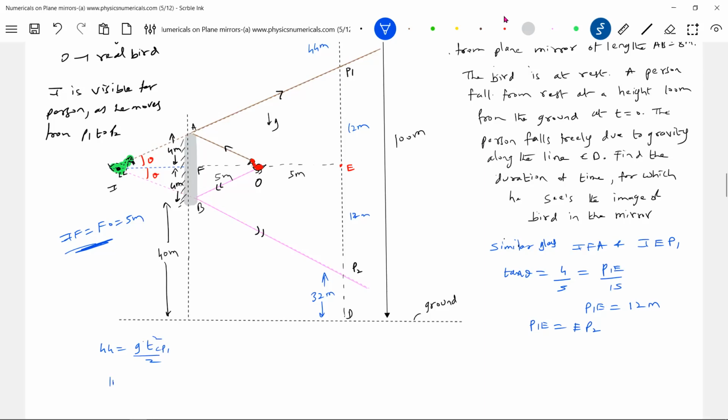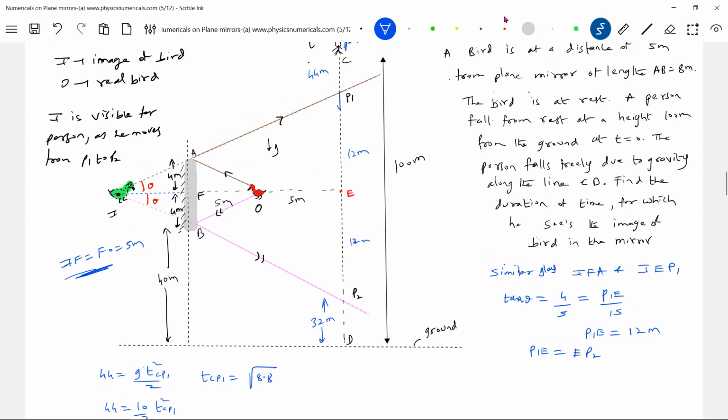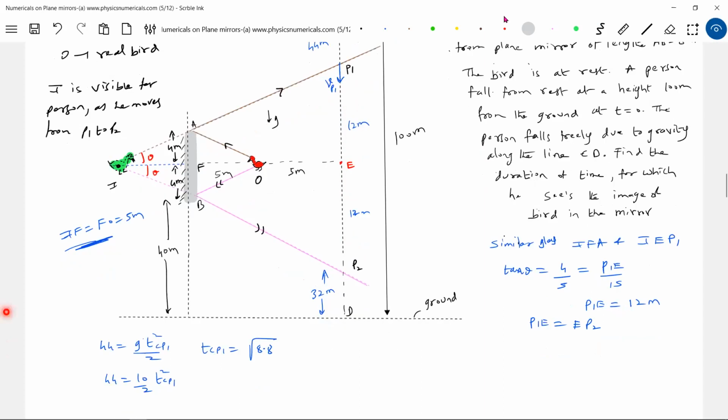So this will be 44 = 10 by 2 TCP1 whole square. So what is TCP1? It should be equal to root of 8.8. After 8.8 seconds, he's going to see it. Then you will enter here with a velocity VP1. Then next for another 44 meter he is able to see it.